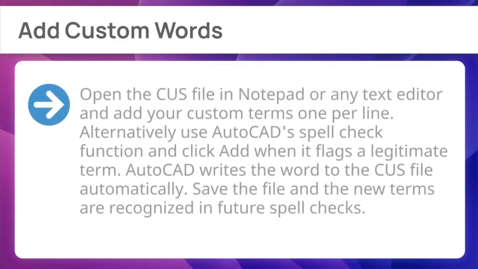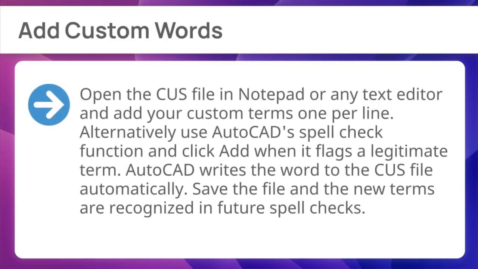Next, add custom words. Open the CUS file in Notepad or any text editor and add your custom terms one per line. Alternatively, use AutoCAD's spell check function and click Add when it flags a legitimate term. AutoCAD writes the word to the CUS file automatically. Save the file and the new terms are recognized in future spell checks.